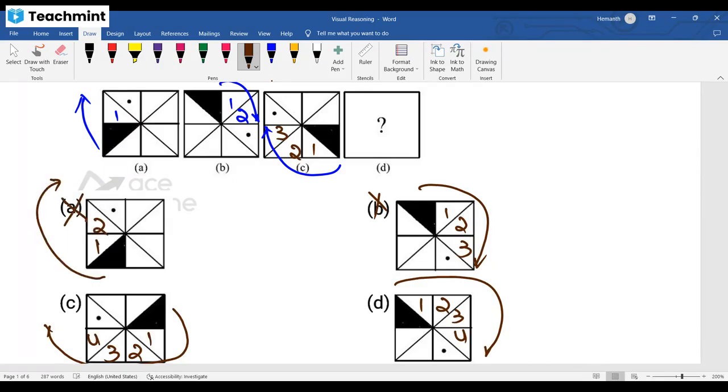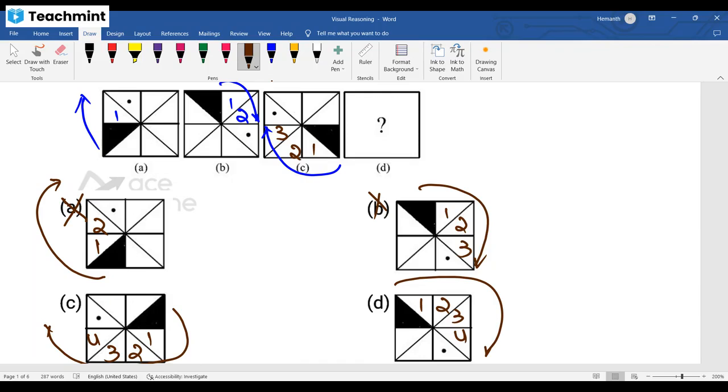A is eliminated, B is eliminated. Between the dot and that shaded part, how much gap? If you see, first one cell gap, clockwise I am seeing 2 cells gap, then 3 cells gap, next 4 cells gap. It can be A or D. Next, how can we decide among B, C and D? Between the two shadings only, if you just check it out. Here, in this shade, only this one is filled.